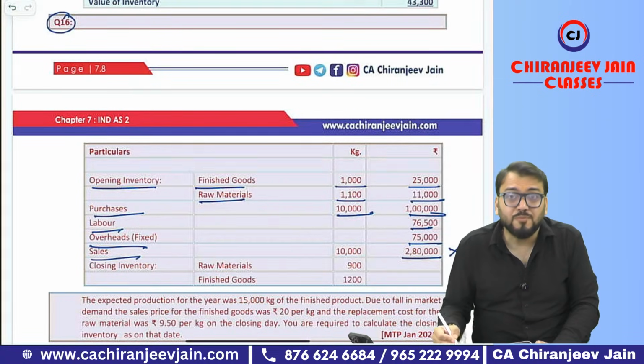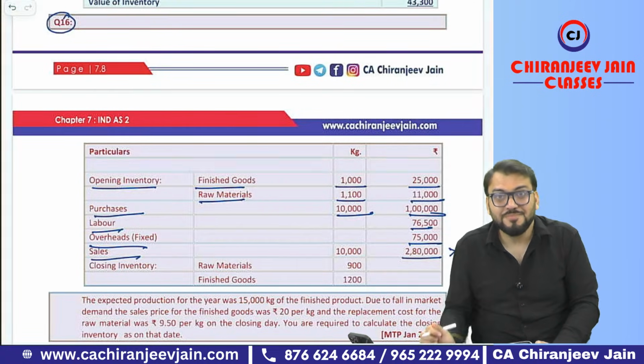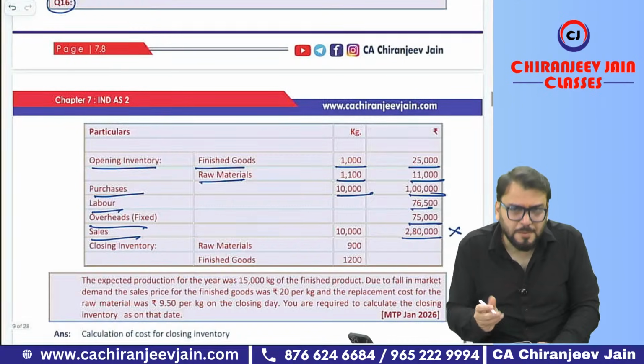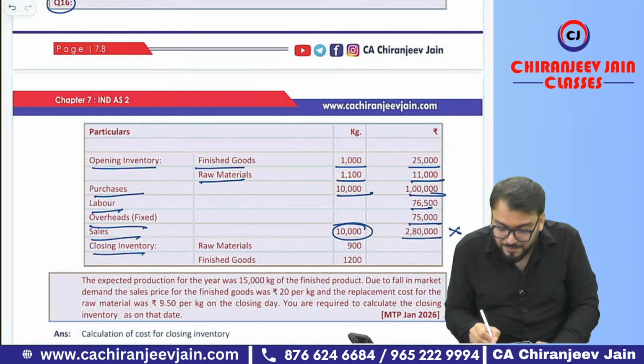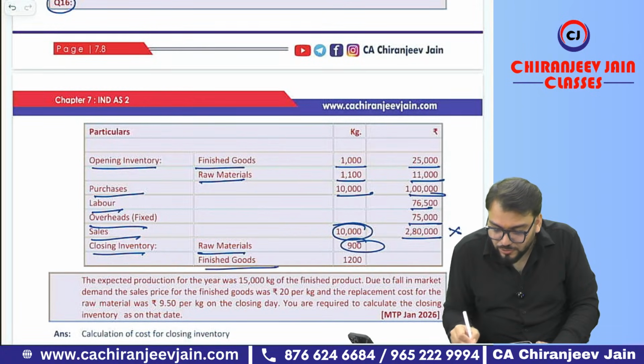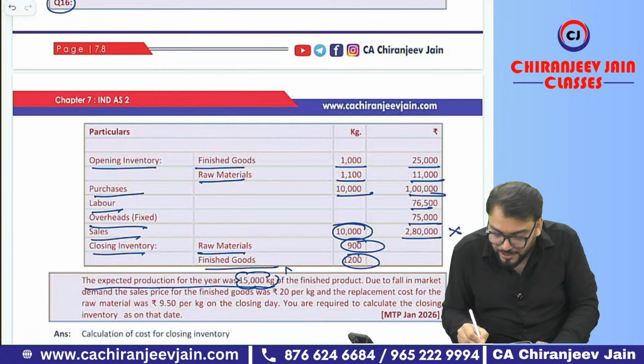This is not at all relevant for cost price of inventory. So sales they have given, but that is not required. The units are required. Closing inventory raw material is 900, finished goods 1200. The expected production for the year is 15,000 kg. So this is expected, meaning normal production.